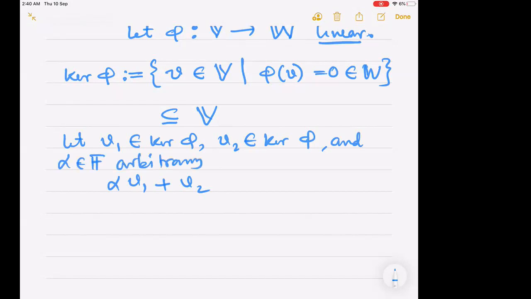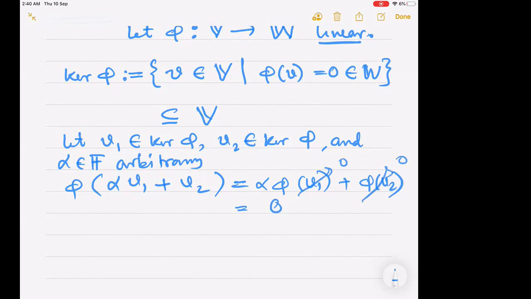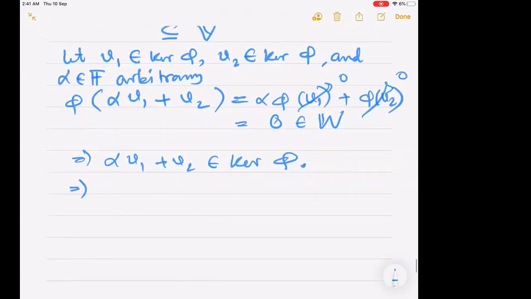We must have alpha V1 plus V2 acted on by phi. By the rule of linear map, this is alpha phi V1 plus phi V2, which is the same as 0, because this is 0, this is 0, this is 0. So this is 0 in W. So this implies alpha V1 plus V2 is also there in the kernel of phi. So the kernel of phi is a subspace of V.